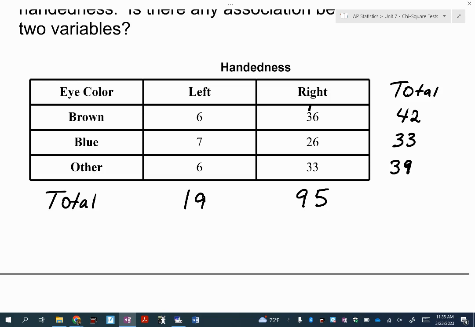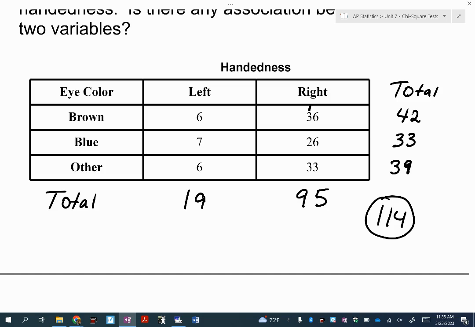Okay. Anyone have an idea for the grand total? 114. 114 is right. This is the grand total. Remember, just a reminder from your days in elementary school, don't add all of them together, you'll get double. So just add one of these totals.